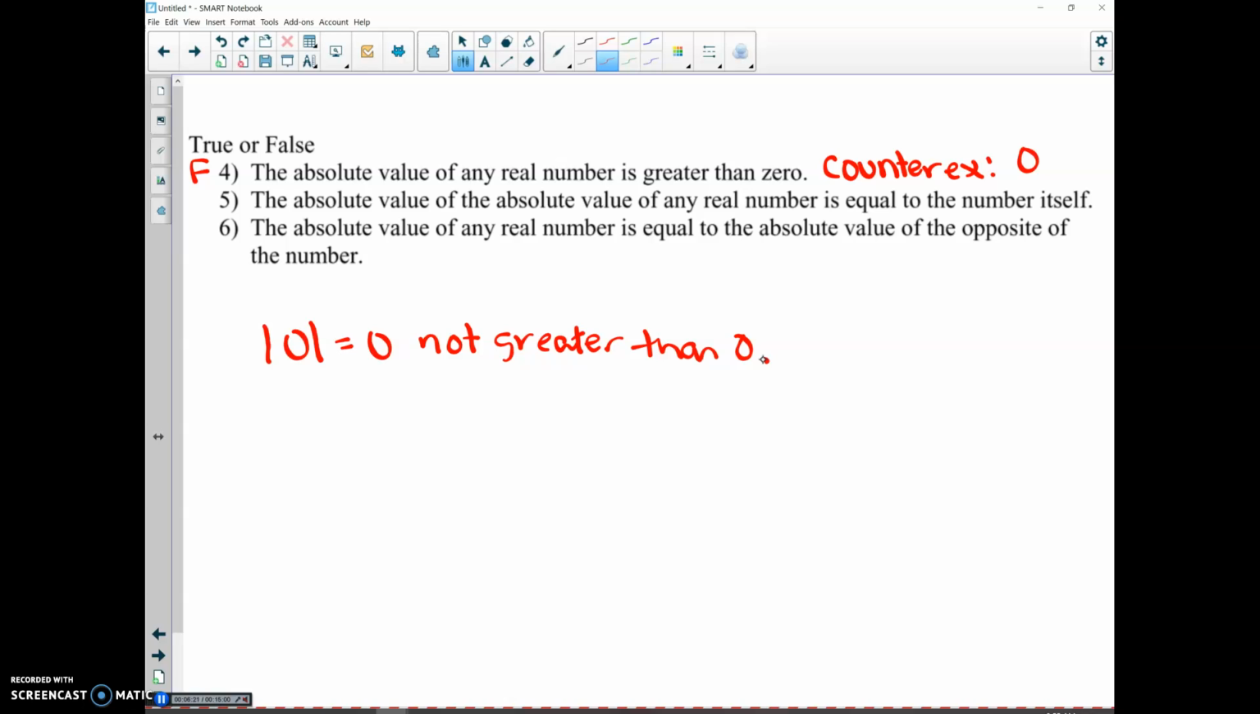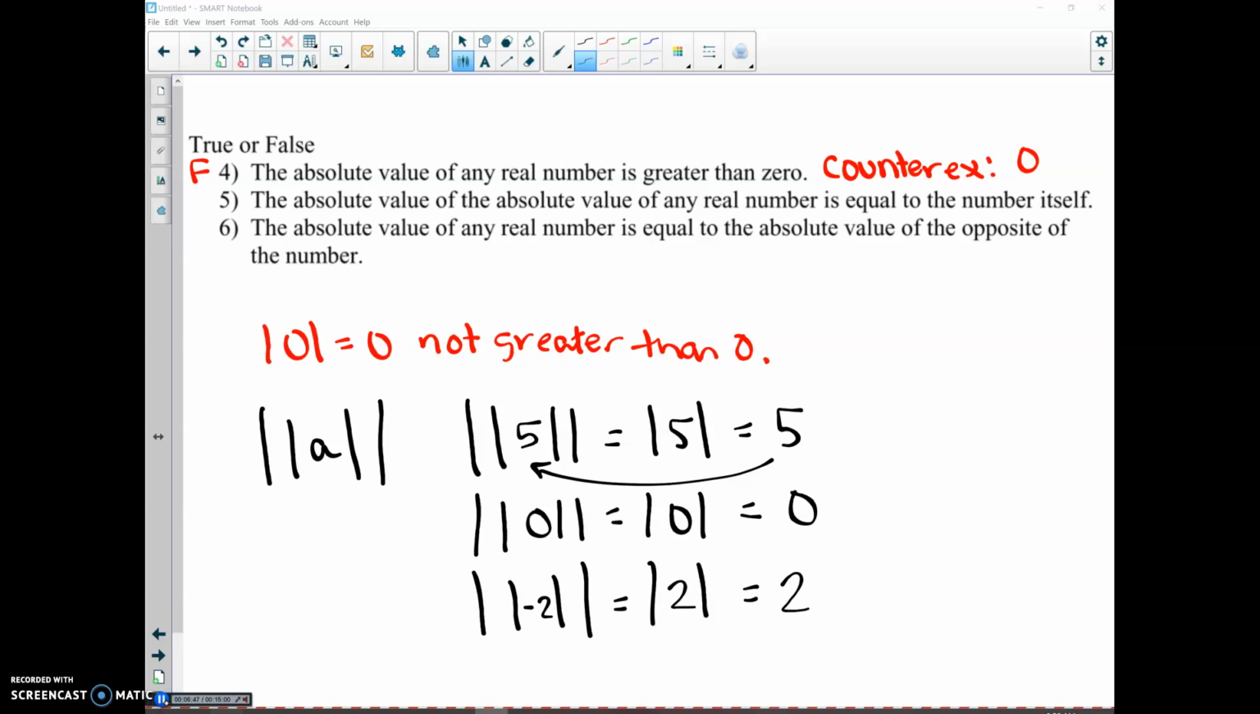The absolute value of any real number is equal to the number itself. Take a few minutes and try out some examples there. So what they're saying is the absolute value of some number, we're just going to call it A. Why not? Plug in a few examples and see if that example is true or false.